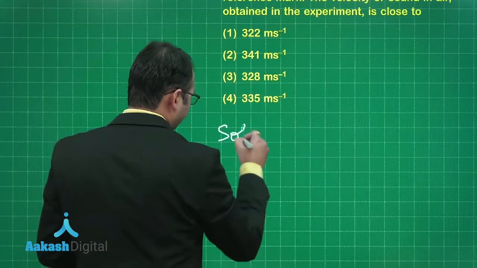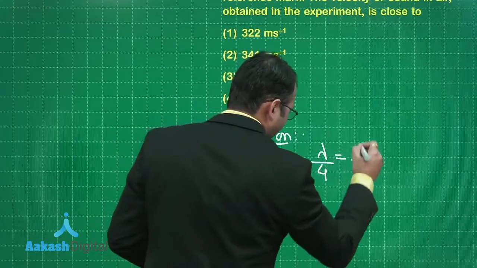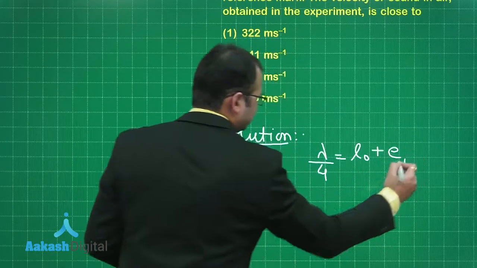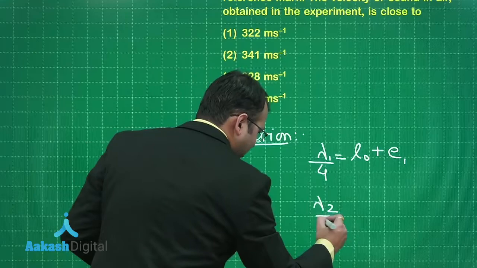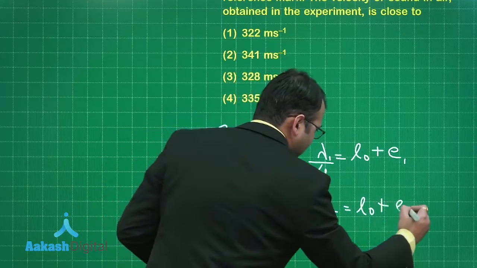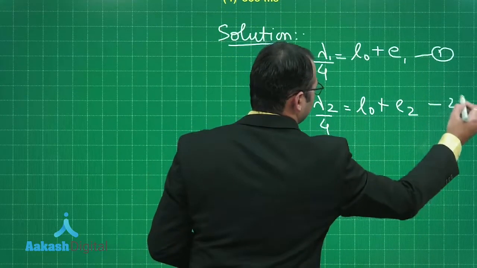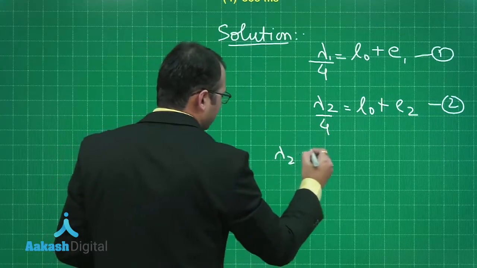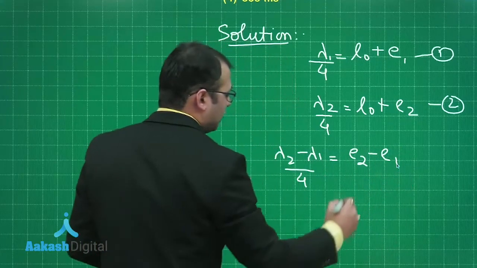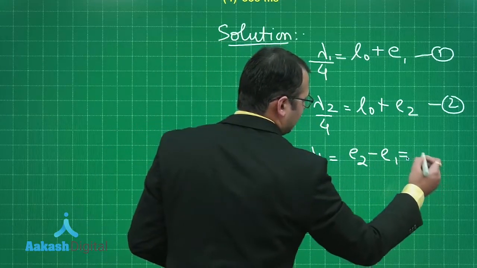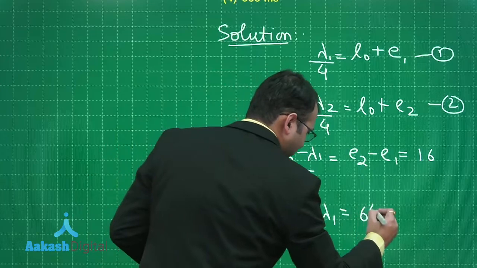For the case of first resonance, I'll say that lambda 1 by 4 would be L naught plus E1, that is end correction 1, and lambda 1 would be wavelength 1. In the second case, let's take lambda 2 by 4 equal to L naught plus E2, right? Let's take this as equation 1 and this as equation 2, and subtracting 1 from 2, I'll get (lambda 2 minus lambda 1) by 4 equals E2 minus E1. What's the value of E2? That is 27, and E1 is 11, so it would be 16. Solving this, you will get lambda 2 minus lambda 1 equals 64 centimeter.